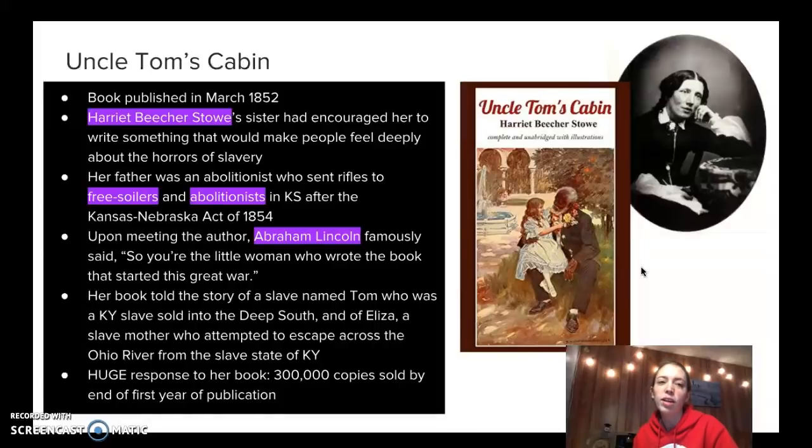And then later on, after Uncle Tom's Cabin exploded onto the scene and sold 300,000 copies within the first year, Abraham Lincoln met her and said, so you're the little woman who's kind of responsible for starting this great war. All right, the little woman part is a little bit condescending, but whatever. I guess in comparison to him, pretty much everybody was little because he was extremely tall.